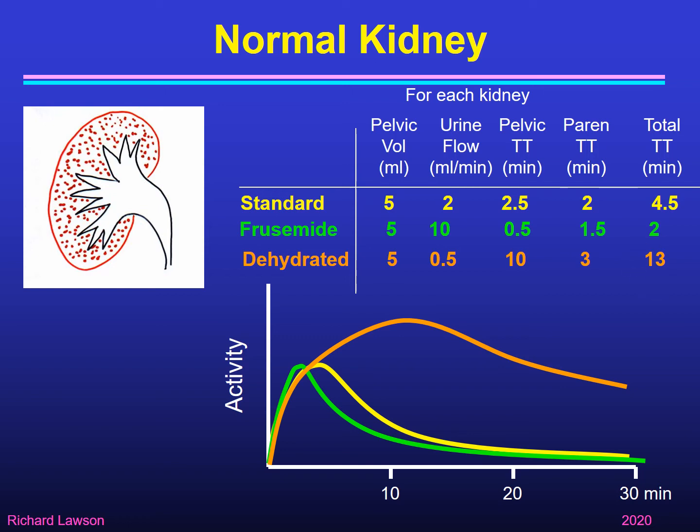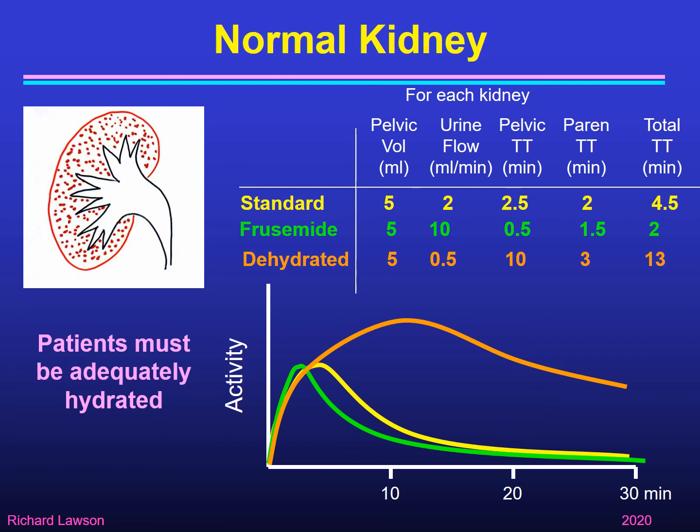13 minutes. And if you model a renogram with a total transit time of 13 minutes, it looks like this brown curve here. So you can see that a dehydrated renogram is very different to what we would hope for a normal renogram. So if you didn't know that this patient was dehydrated, you might misinterpret that renogram and think that it's either a large dilated system, which is where it's slow to empty, or you might even be tempted to say it's an obstructed system. But in fact, this is just the effect of dehydration.